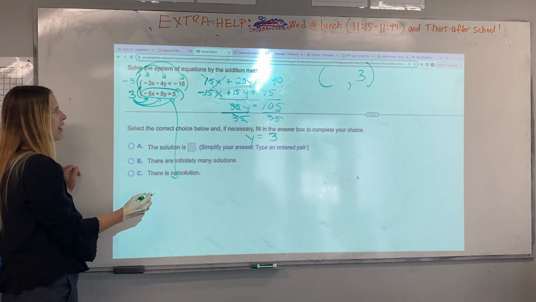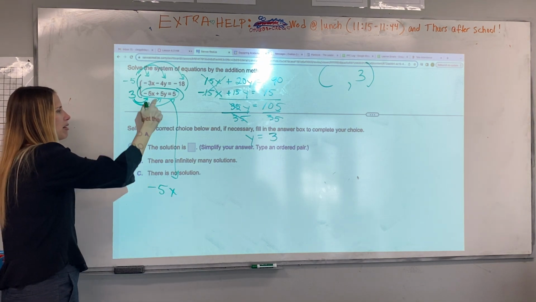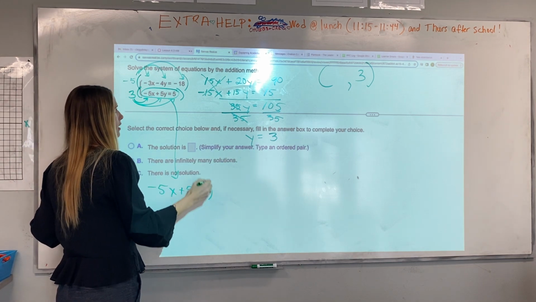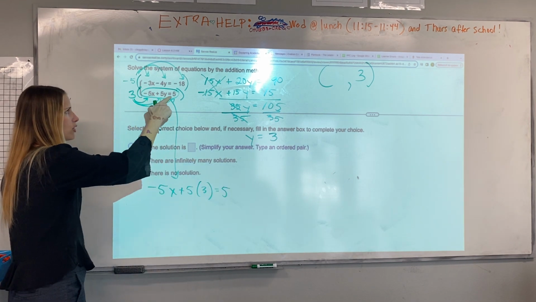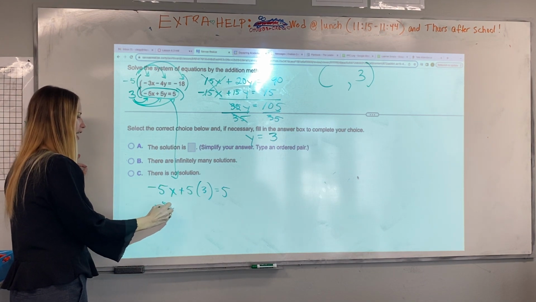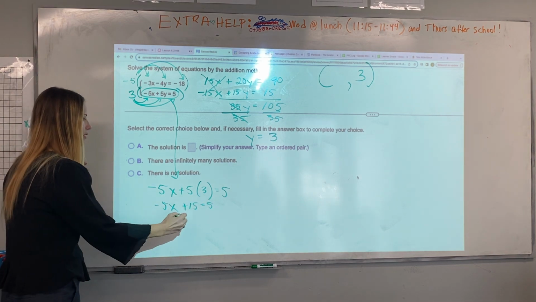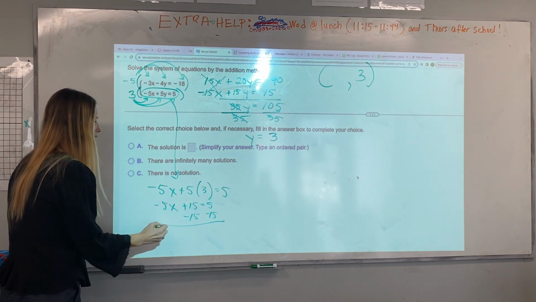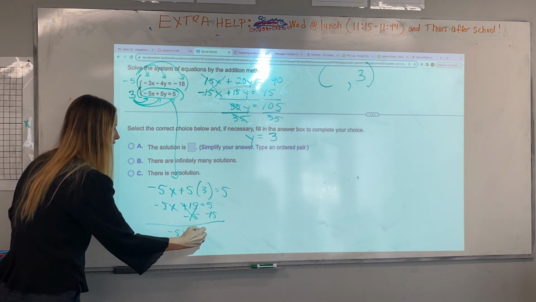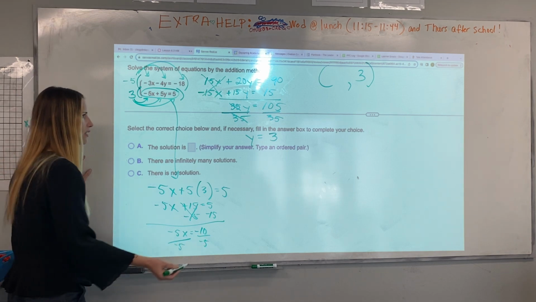So I have negative 5 times x, which is going to stay x, right? Because that's what we're solving for. Plus 5y, which would be plus 5 times 3, equals 5. Just copying this equation exactly, but I'm plugging in a 3 for my y. Then I have negative 5x plus 15 equals 5. Subtract 15 from both sides. Negative 5x equals negative 10. Divide by negative 5, and I get x equals 2.